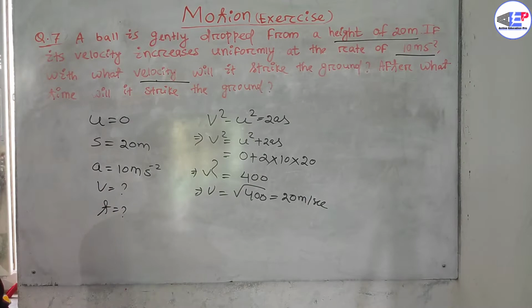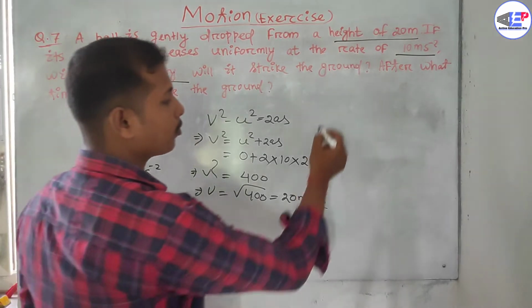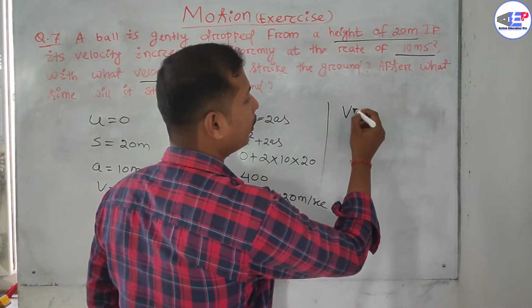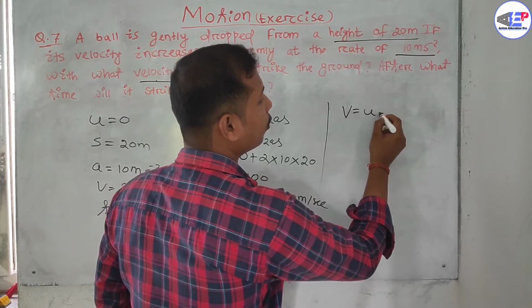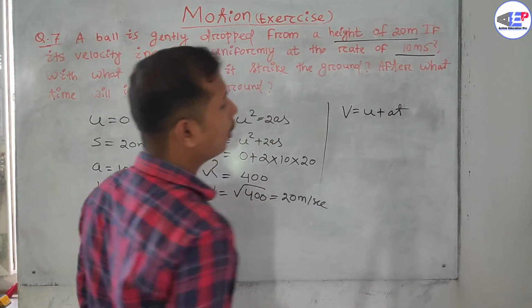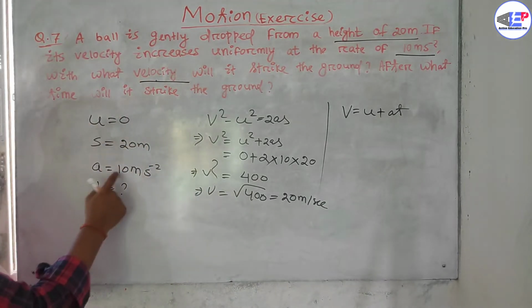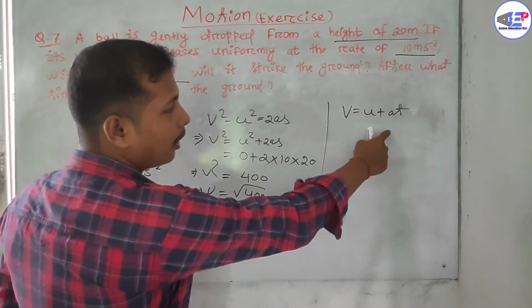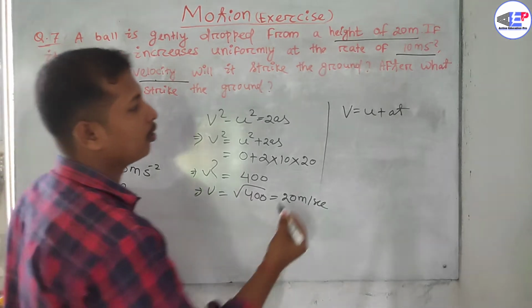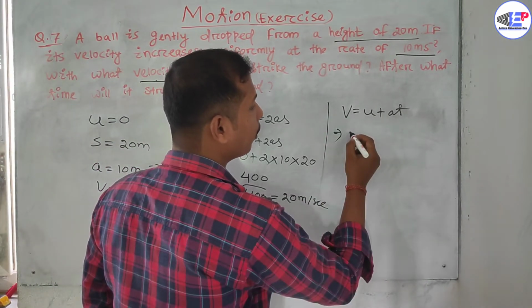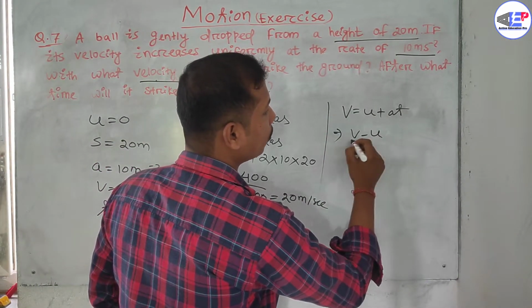Next we have to calculate the time. From first equation of motion we know that v is equal to u plus at. Here we have the values of v, u and a. We can calculate the value of t by using this relation. So t will be equal to v minus u by a.